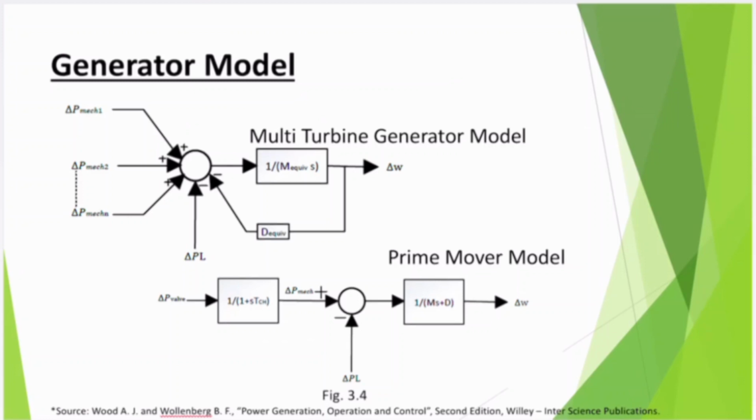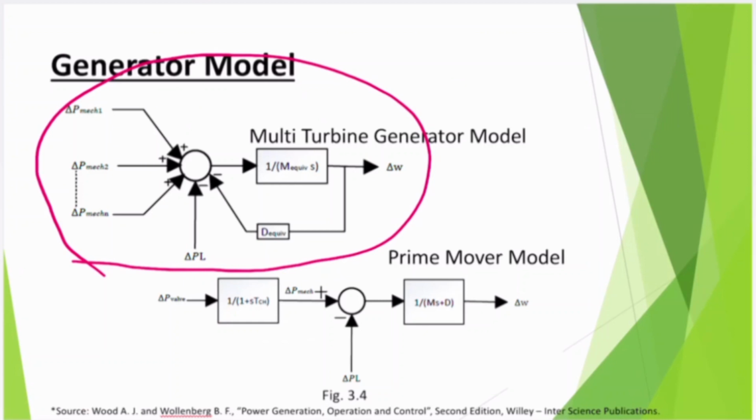Okay, so the mechanical power input from machine 1, machine 2 and machine n may contribute to achieve your load change. If that is the case, then the diagram is extended to this form, where you have delta P mechanical from generator 1, 2 and n, and delta PL is there as it is, and then you have D equivalent, because one machine means one D. But if there are n number of machines, then you have n Ds.